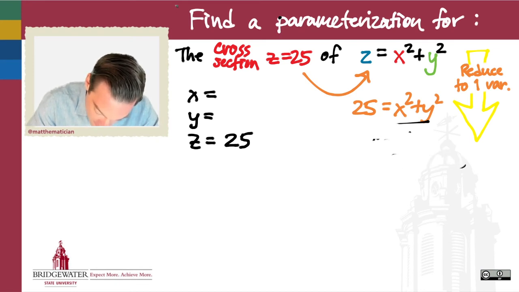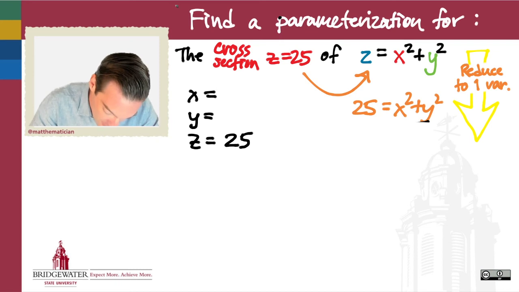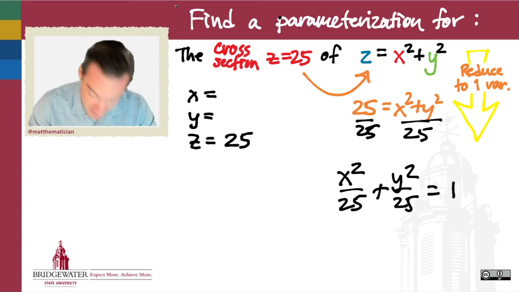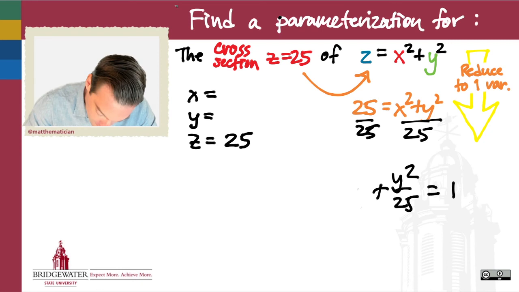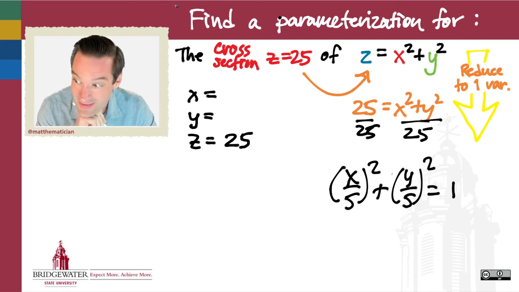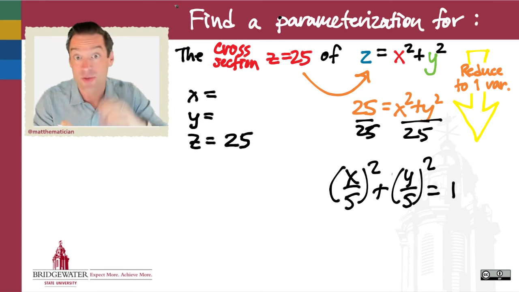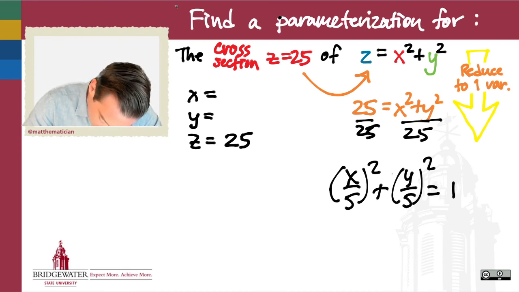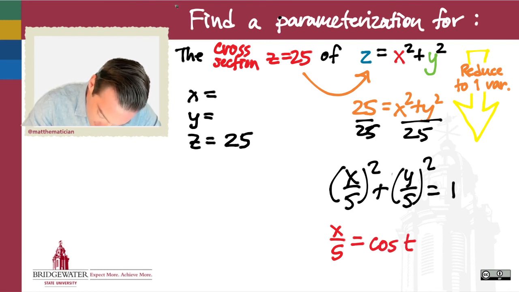Another way might be if we're not comfortable with that 25, we could divide both sides of the equation by 25. And what I would get is x squared over 25 plus y squared over 25 is equal to 1. And then factoring the square out of those, I'll get something like x over 5 quantity squared plus y over 5 quantity squared is equal to 1. And so once again, I'm in this situation where I have blank squared plus blank squared is equal to 1. And so each of those blanks can be filled in by, respectively, a cosine and a sine. x over 5 equals cosine t, y over 5 equals sine t.